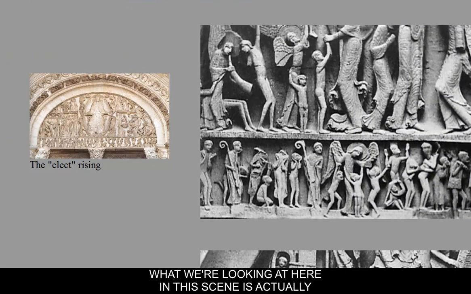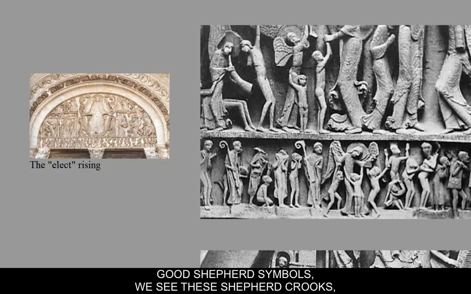What we're looking at here in this scene is this little left-hand area right down on the bottom. And what's happening is people are being lifted out of their graves, and the angels are lifting them up. And you can see that there are these good shepherd symbols. We see these shepherd crooks, I think they're called. And the angels are lifting people up to be judged by God. So we have this scene in which people who have been Christians their lives are being lifted up, and God is going to make a final judgment on them. And that is in this lower left-hand area, the elect rising.